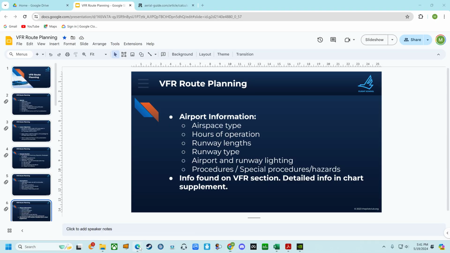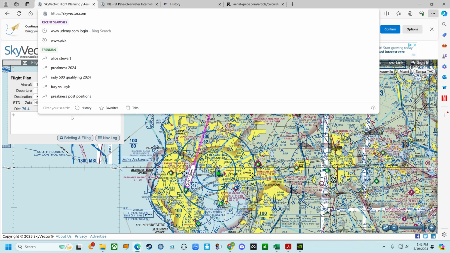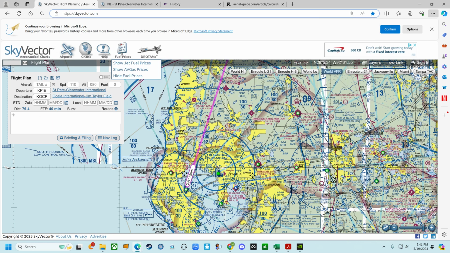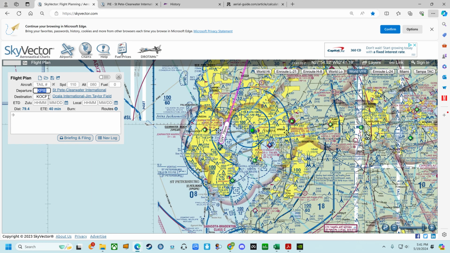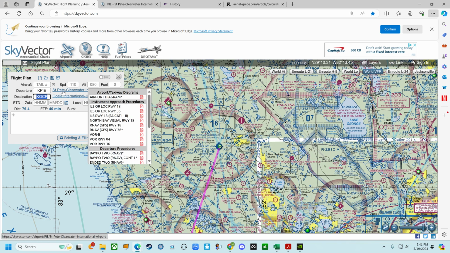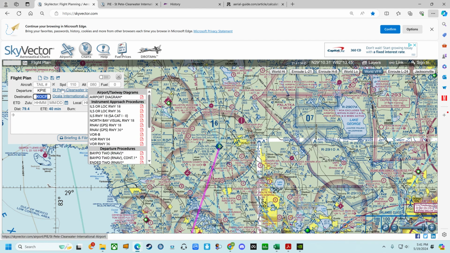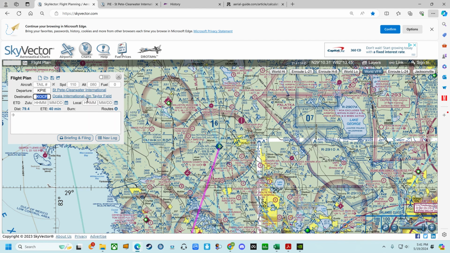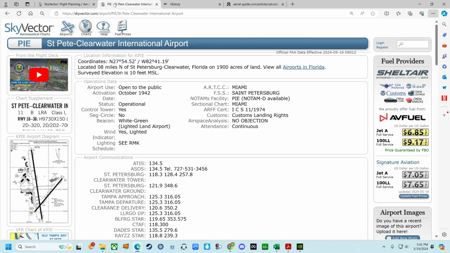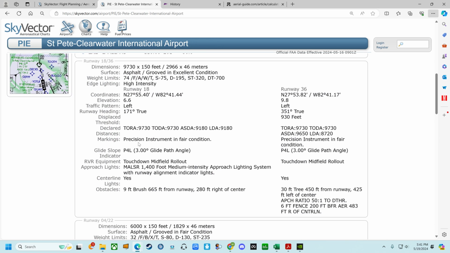So if I go to SkyVector, www.skyvector.com, what you can do if you haven't used it before is click on Flight Plan, and you can put in your departure and destination airport codes. And then you'll get a hyperlink that appears for each of your airports. So here, my first one is St. Petersburg Clearwater International. If I click on that, I'm going to get this screen where I'll get a lot of information about the airport and about its runways and the like.